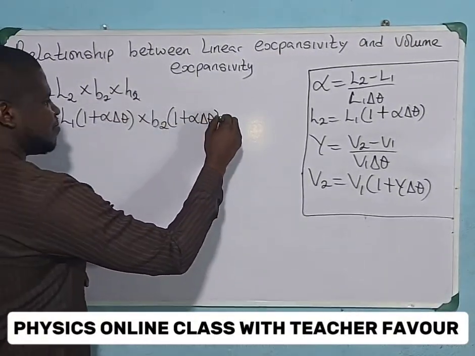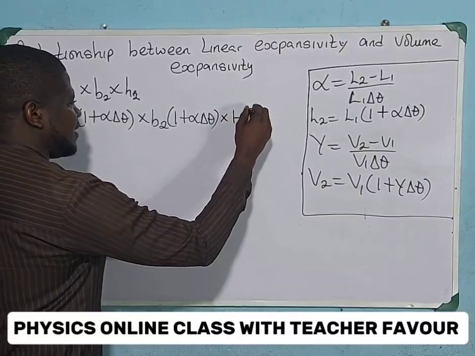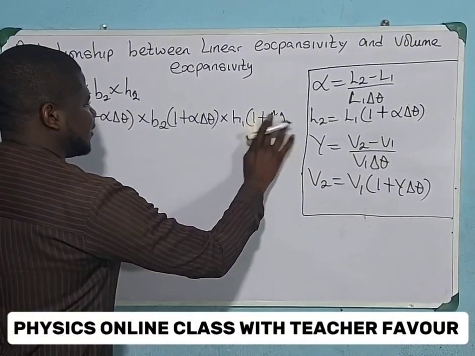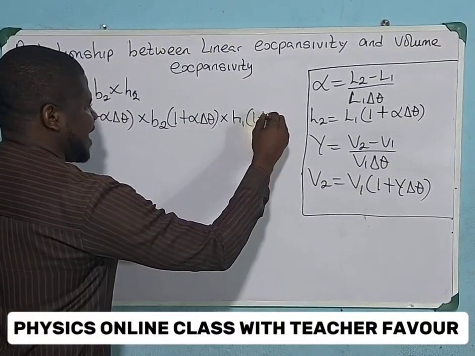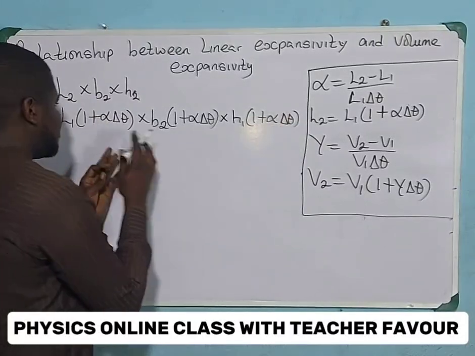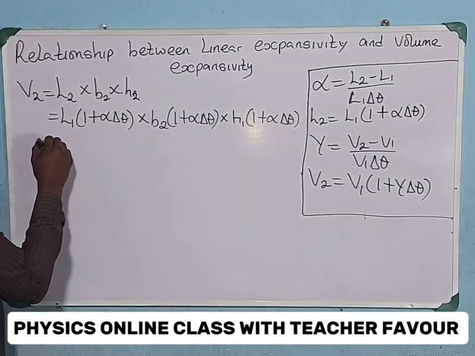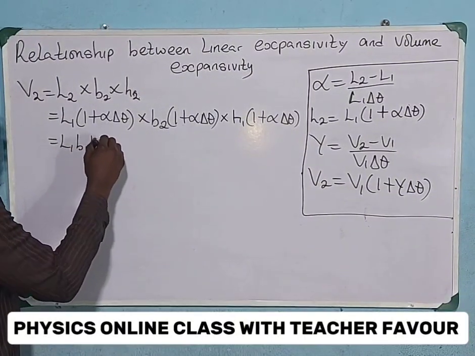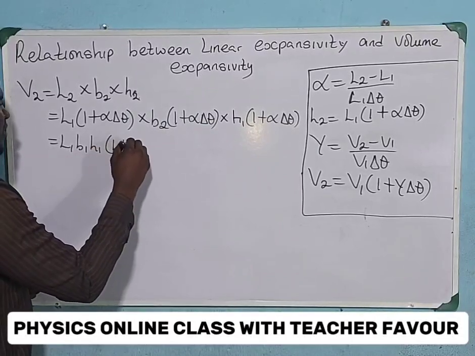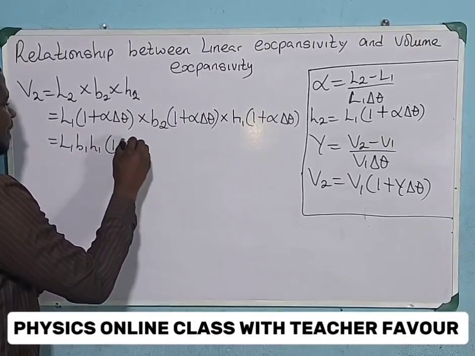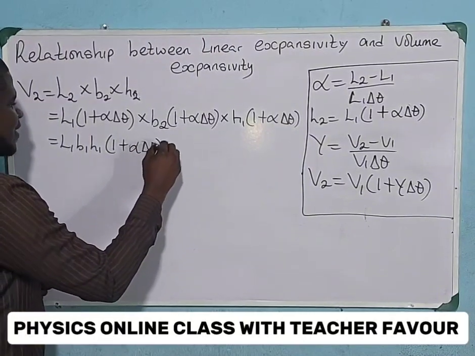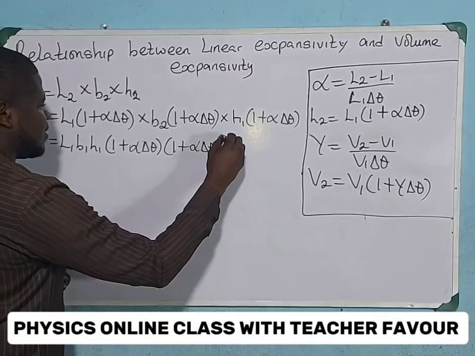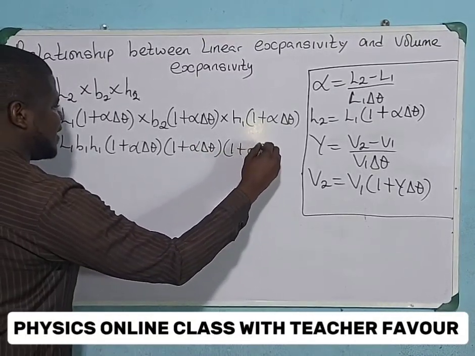And here will be H1 brackets 1 plus alpha delta theta. If we collect like terms, we are going to have L1, B1, H1, brackets 1 plus alpha delta theta, brackets 1 plus alpha delta theta, brackets 1 plus alpha delta theta.